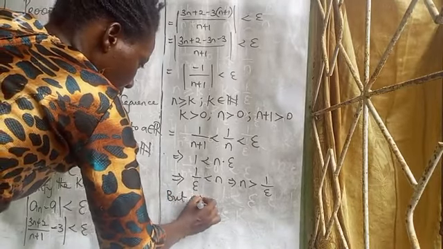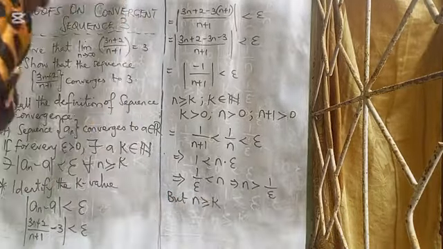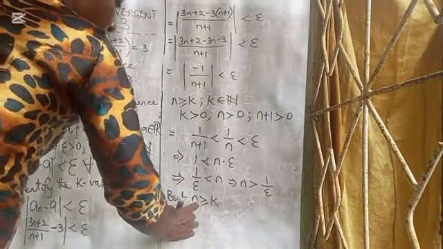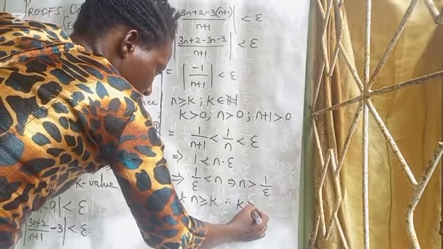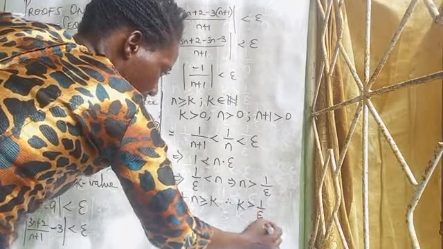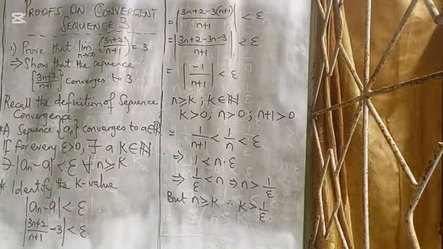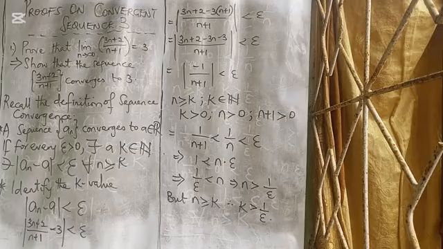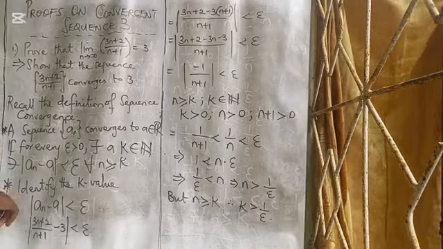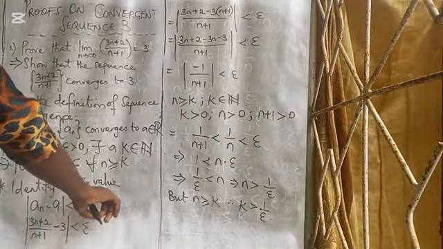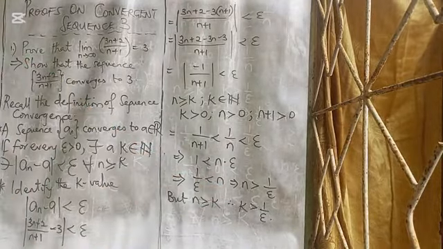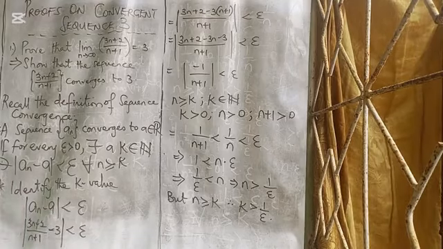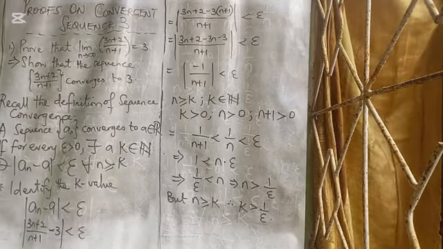But n is greater than or equal to k. Therefore, our k is greater than 1 over epsilon. Having gotten k, remember I said we should identify the k value. Since we have been able to identify the k value now, we can move ahead to prove the sequence.